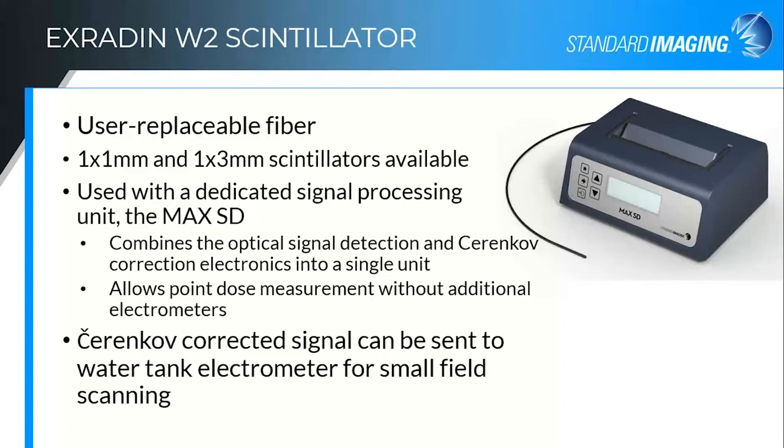With this electrometer as well, we can convert that Cherenkov corrected signal back into an analog output and send that current through a triaxial cable from the MaxSD into the input channel on your water tank for scanning. And you can use this with your scanning water tank to scan your small fields. You have to scan slowly because it's a low signal device. You have to stop and measure. We recommend at least a second at each point. But it's well worth it for the small fields to get accurate results that don't need a lot of additional correction.